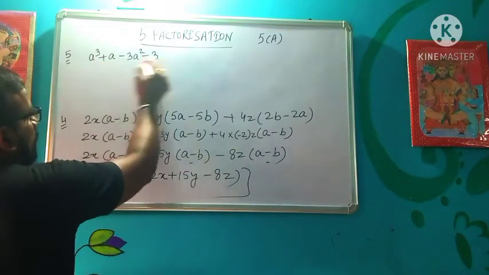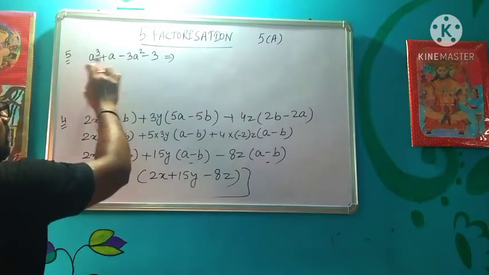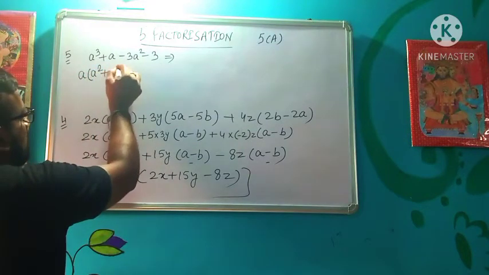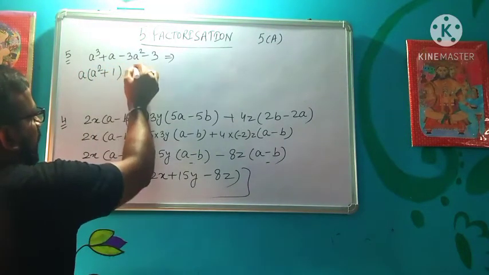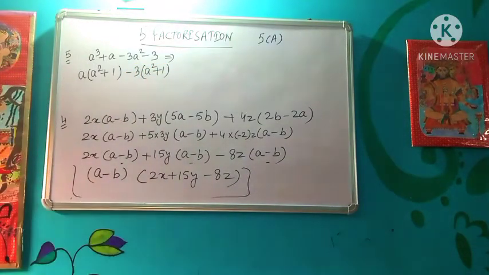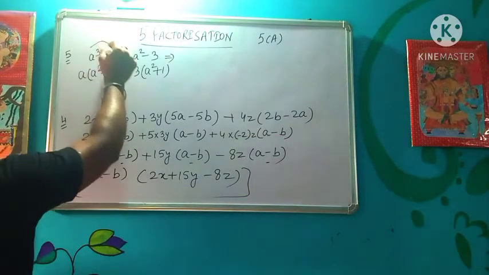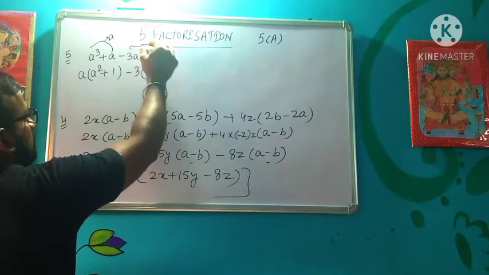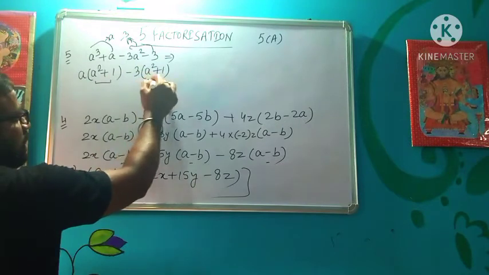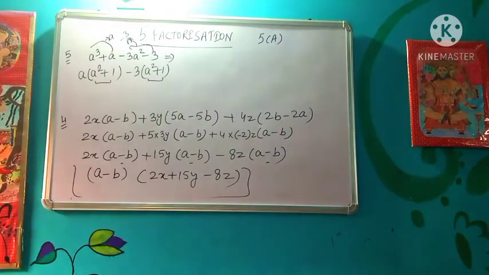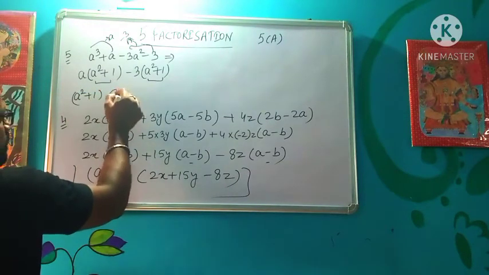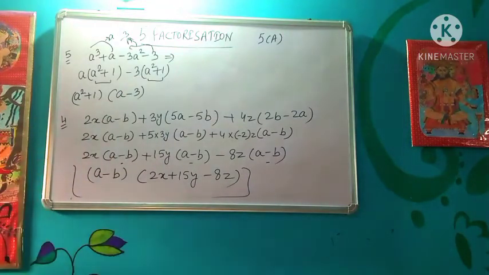So what I am going to do here is take a as common, a square plus 1, and here I will take minus 3 as common, so it becomes a square plus 1. In this, what was common? Common is a, and in this what I have taken as common is minus 3. So finally a term is there which is common in both the terms, so it will be our HCF. I will take a square plus 1 and in the bracket a minus 3.